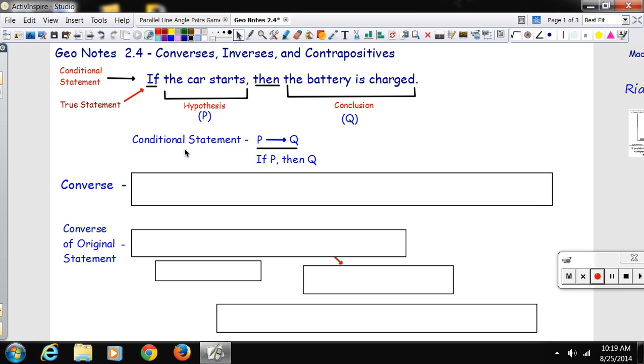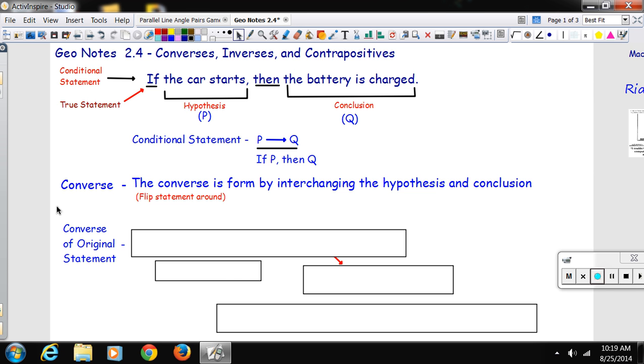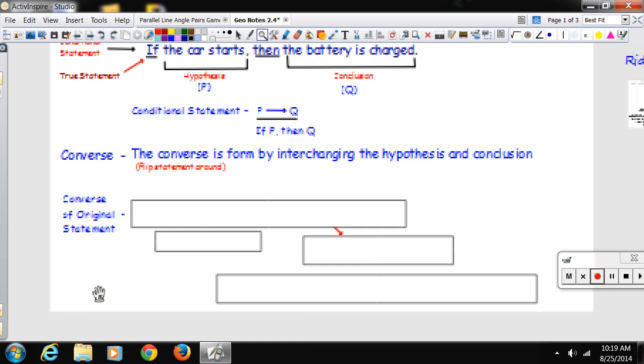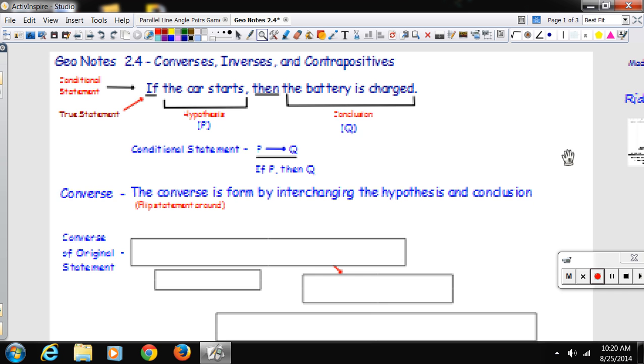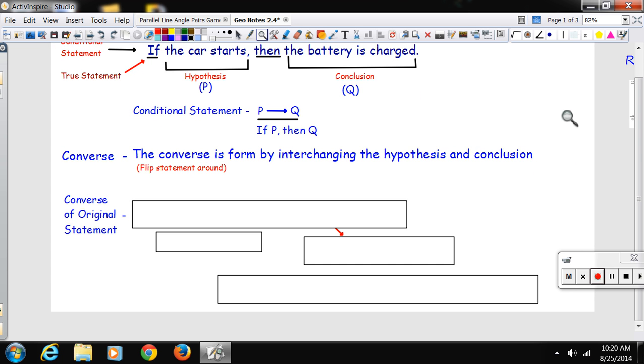The converse, let's look at the converse. The converse is formed by interchanging the hypothesis and conclusion. So it means you need to flip the statement around. If you flip it around, you get what we call the converse. Interchanging the hypothesis and the conclusion. So look at your notes and go back to the original statement, which we had right here. If the car starts, then the battery is charged. That was my original statement.